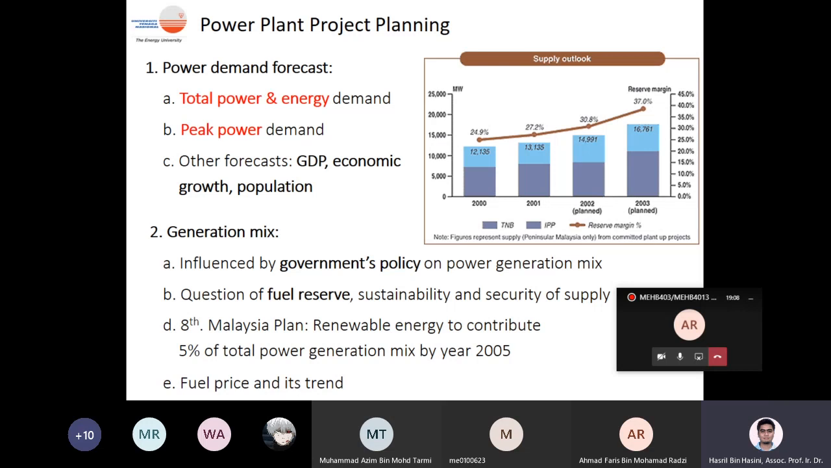We know that we are now embarking on renewable energy, so that is also part of the government's policy. And of course, for the generation mix, they always refer to the fuel price and also its trend. If the fuel price is predicted to increase significantly, then we might want to consider using a different fuel.